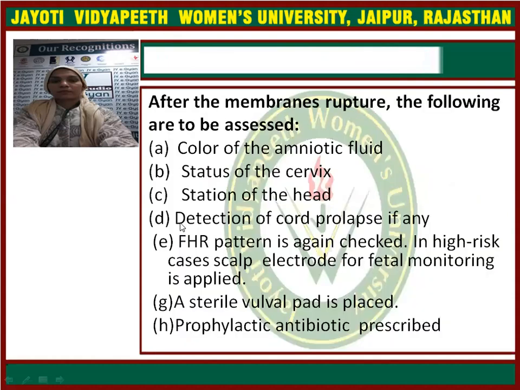Then after the rupture of membrane, the following things are to be assessed. So the first one is the color of the amniotic fluid. Again, status of the cervix has to be assessed. Station of the head to be seen. Detection of cord prolapse, if any. Fetal heart rate should be checked, and if high risk cases are there, electrodes should be placed on the fetal skull for monitoring. And again, a sterile vulval pad is applied to prevent infection, and prophylactic antibiotics should be given.